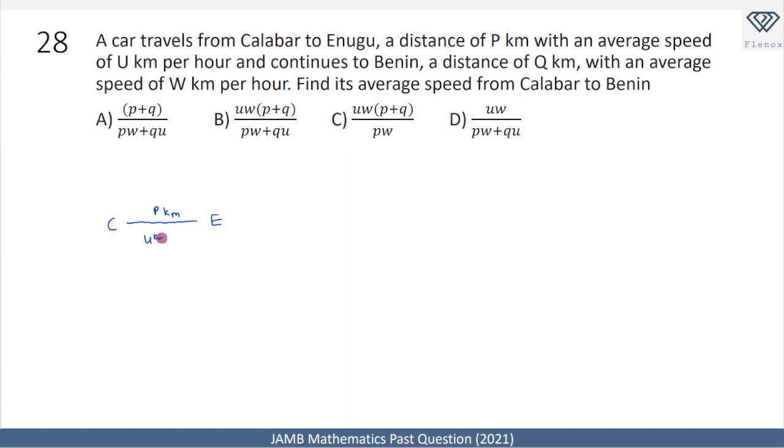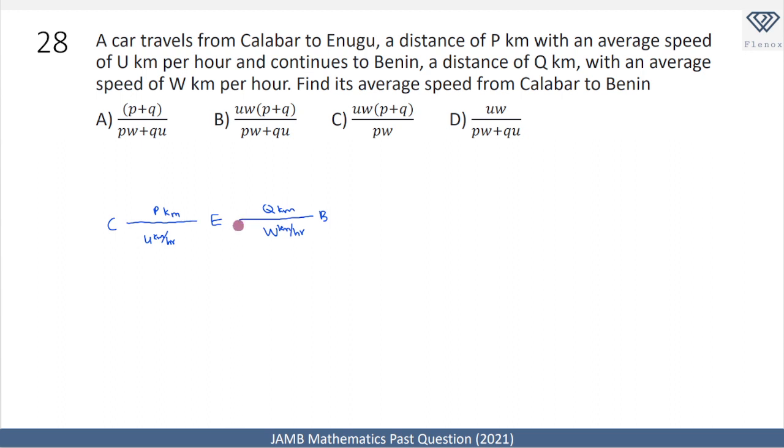U kilometers per hour. Now after getting to Enugu, the car continues again to where? To Benin, and the distance between Enugu and Benin is what? Q kilometers, with an average speed of what? W kilometers per hour. Now the question is saying we should find the average speed from Calabar to Benin. So what is the average speed?